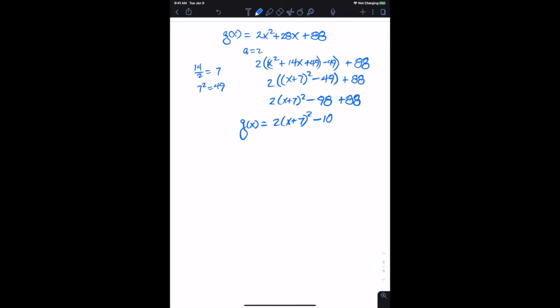And you'll see that that's exactly the same. If you graph this on Desmos and graph this on Desmos, we end up with h is equal to negative 7. We're going to go to the left 7, and we're going to go down 10 because k is equal to negative 10. And there's going to be a stretch of 2. And so it's going to be a parabola that's twice as tall as it normally is, but its vertex is located at negative 7, negative 10.